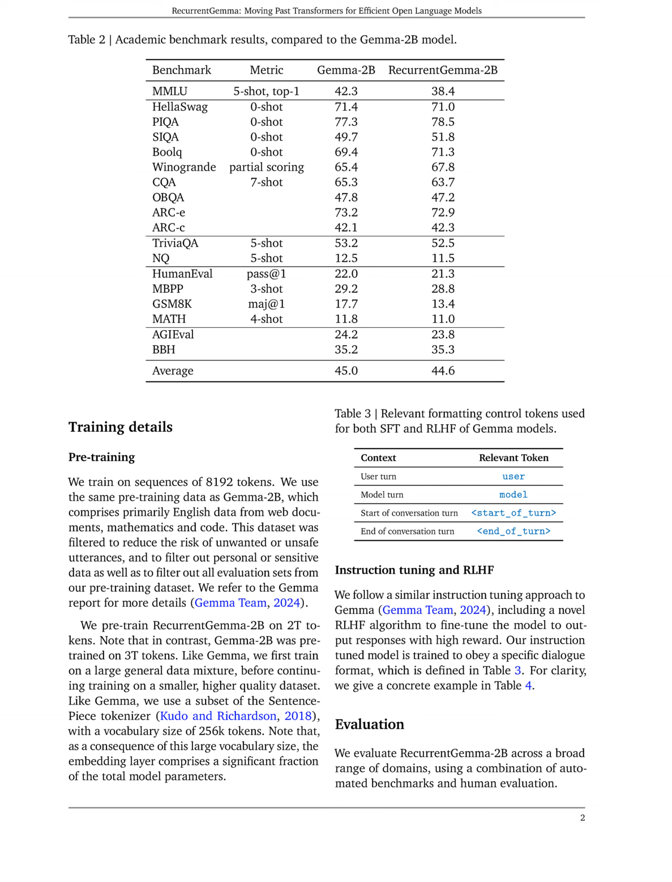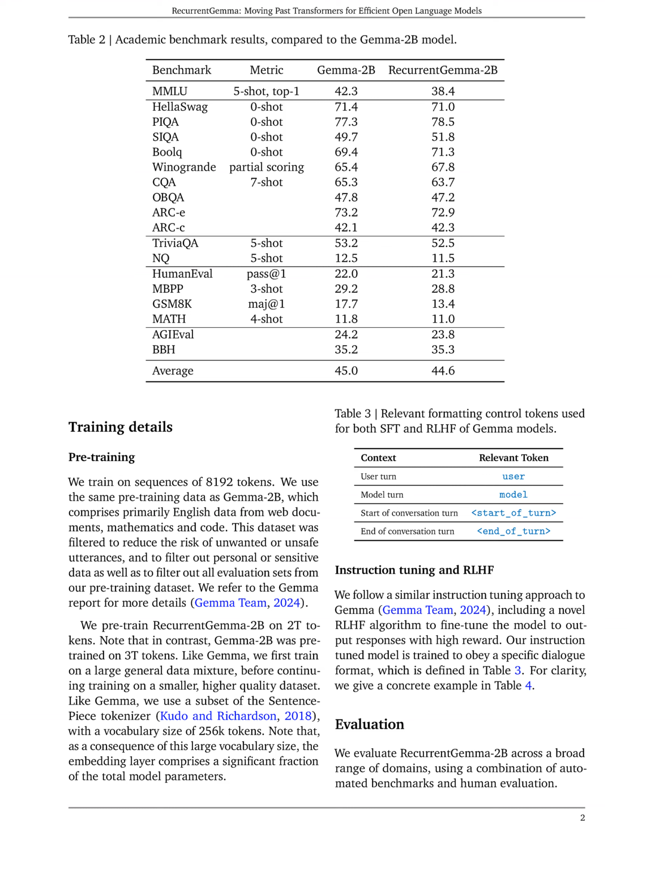RecurrentGemma 2B is pre-trained on 2T tokens, unlike Gemma 2B, which was pre-trained on 3T tokens. The training starts with a large general data mixture and continues on a smaller, higher-quality dataset. A subset of the sentence-piece tokenizer with a vocabulary size of 256K tokens is used, leading to a significant fraction of the total model parameters being in the embedding layer.